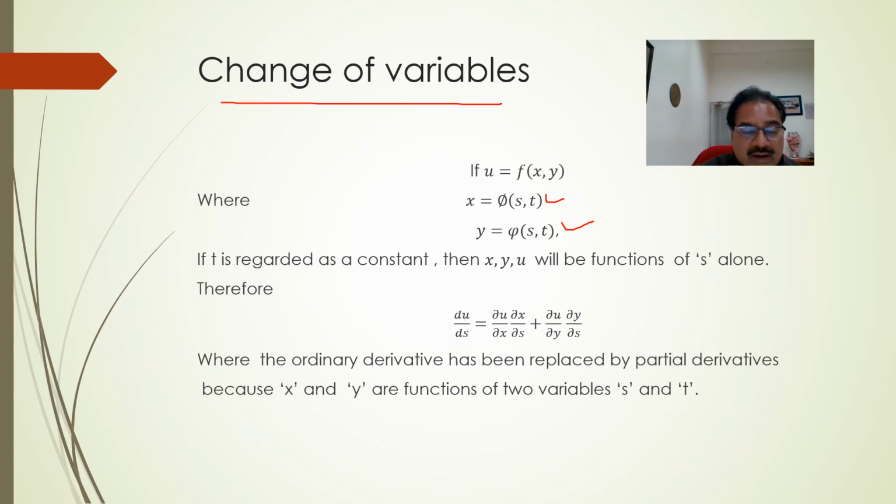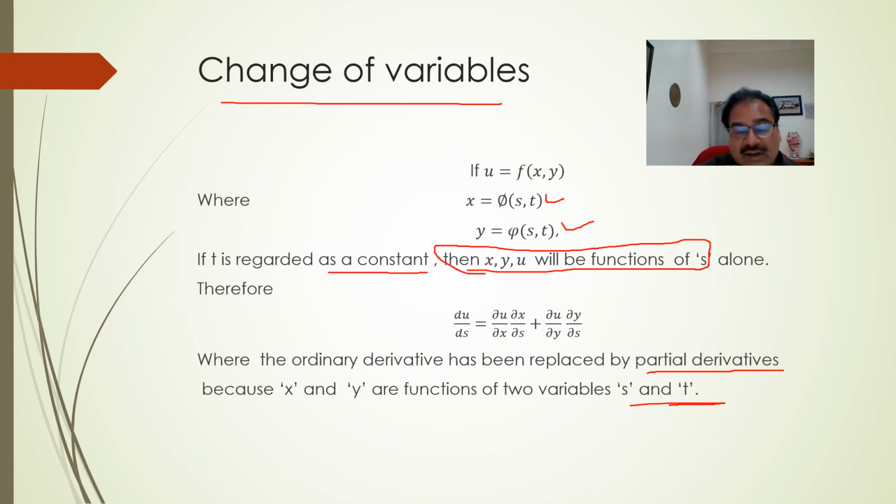So in this way, you can find out where the ordinary derivative has been replaced by partial derivative. Why? Because here you have chosen, if t is regarded as a constant, then x, y, u will be functions of s only. Okay, so this is your assumption. Under this assumption, you may write this because x and y are functions of two variables, s and t. But if you are treating one as a constant, then this will be as usual, as we know in the case of a differential coefficient.